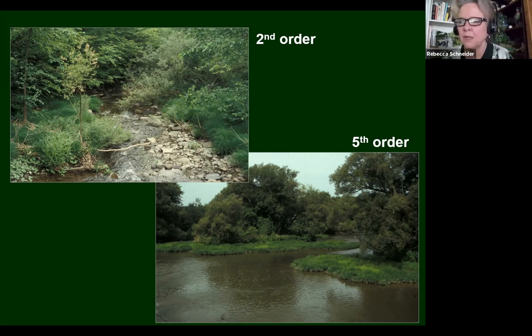As you move downstream and the streams come together, first coalescing to seconds and seconds to thirds, finally you get big enough that light can hit the stream bed. Now algae can grow and plants can grow, and that is the basis for the food web. So it's a big difference as you move down through the stream channel network.